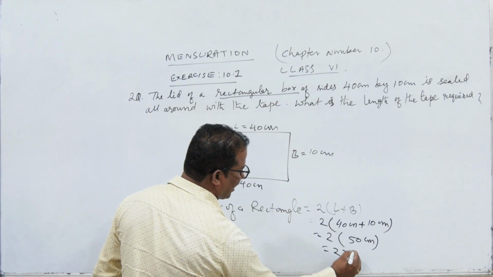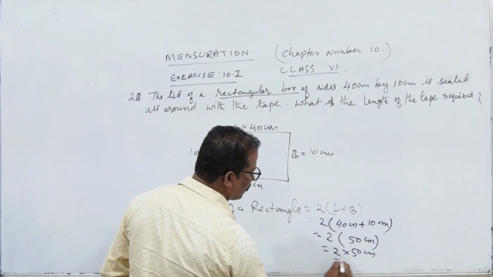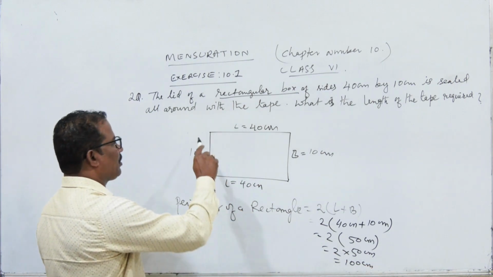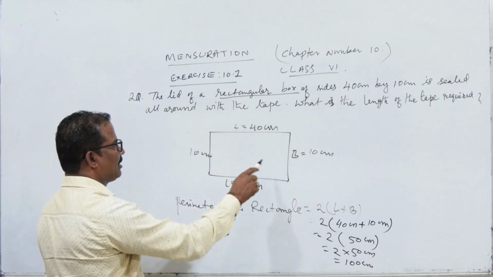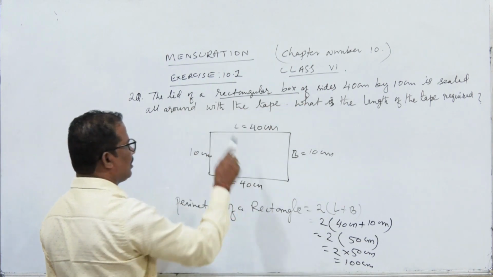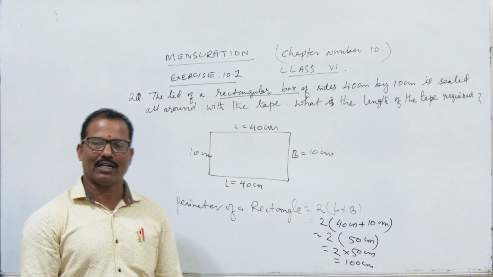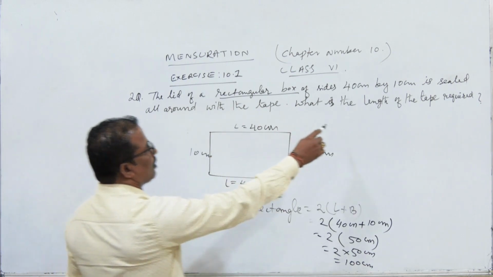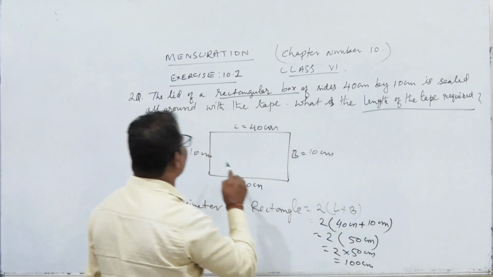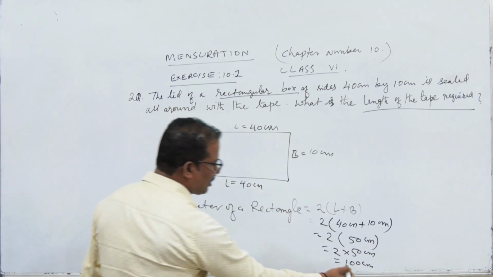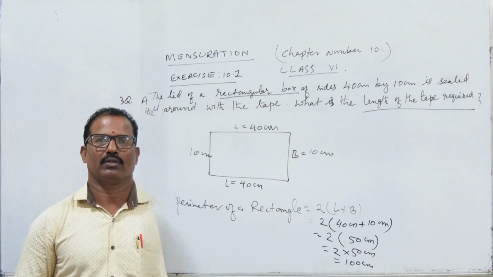This 2 into bracket means into, that is 52 is how much? 100 centimeter. So the total tape required to seal this lid, that means the rectangular box lid, is how much? 100 centimeter. Understand? So the total length of the tape required to seal all around the lid is 100 centimeter. Okay?